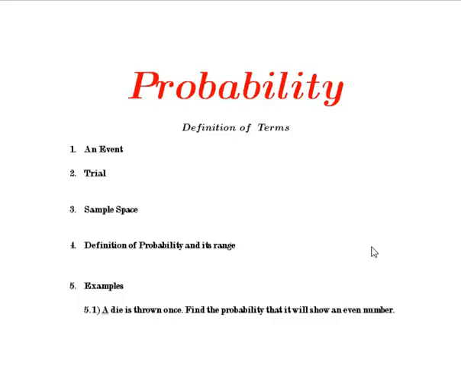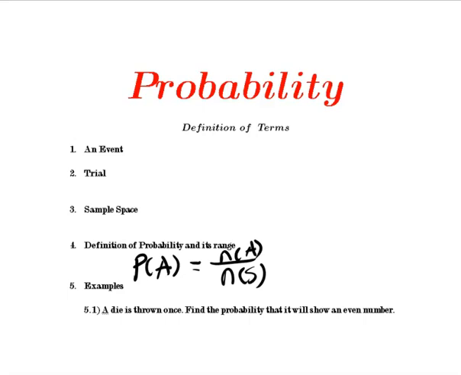Now, what is probability? Probability deals with calculating the likelihood of occurrence of an event. So if you have an event A, the probability of that event A is the number of elements in A over the number in the sample space.